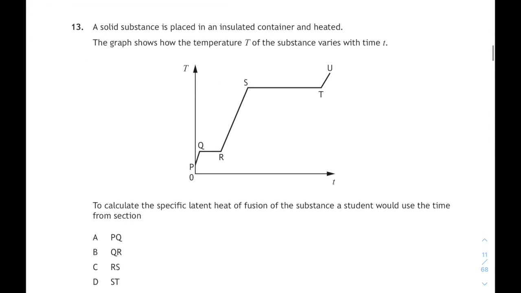Another tricky one. Question 13. Solid substance is placed in an insulated container and heated. The graph shows the temperature varying with time. So it starts off solid at point P. So at Q, where the temperature stays the same, it must be melting. And then it's heated up again, and at S, it must be evaporating. And we are asked to calculate the specific latent heat of fusion.